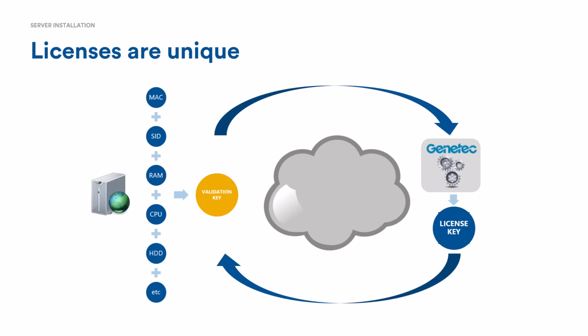We then connect to the Genetec licensing server and say, I want to download my server license, please. The licensing server will reply, yes, of course, but please give me your validation key first. I upload my validation key and the licensing server creates a new license for me in accordance with my unique validation key. I then download the license key and apply it on my server. This means that the license file that I download will not work on any other server.